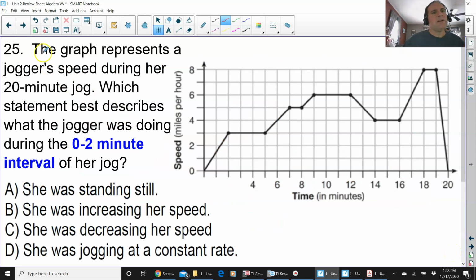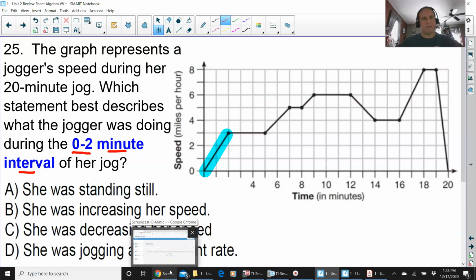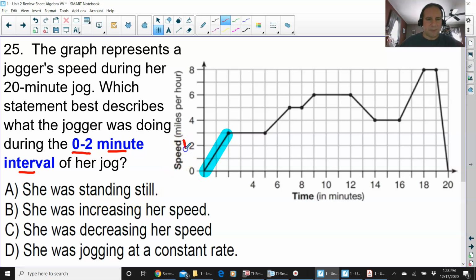Number 25. The graph represents the jogger's speed during her 20-minute jog. Which statement best describes what the jogger was doing during the 0 to 2 minute interval? All right, so let's go ahead, 0 to 2 is right here. What was she doing during that interval? Take a look. Was she standing still? Well, this is speed. Like she's increasing? No, she's not standing still.